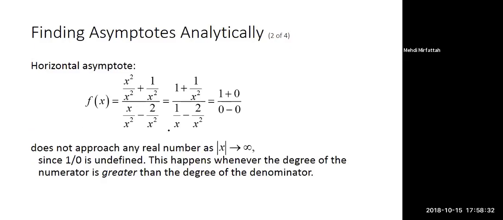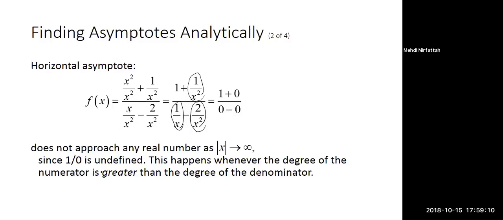The horizontal asymptote can be found by dividing each term by x squared, and seeing what happens to your function as x approaches infinity. As x gets larger and larger, these terms at the bottom of the fraction go to 0. So we get 1 over 0. Since 1 over 0 is undefined, we won't have any horizontal asymptote.